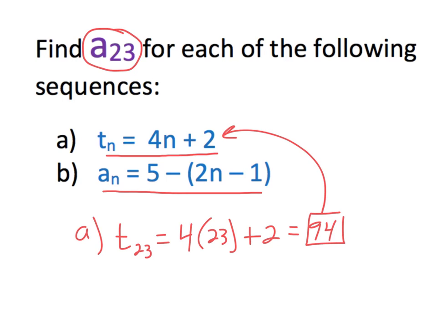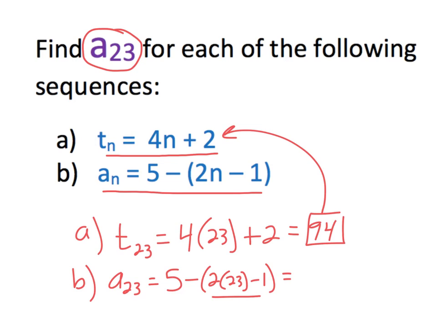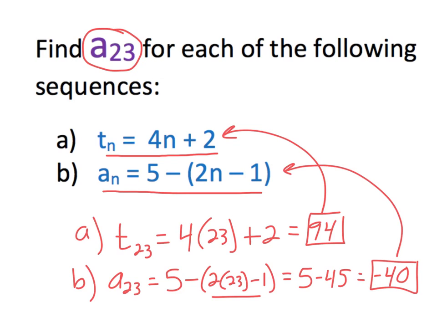And lastly, to find the 23rd term of the last sequence, we get 5 minus 2 times 23 minus 1. Remember order of operations here, so we want to do the inside first. So 2 times 23, that's 46, minus 1 is 45. So we get 5 minus 45, a total answer of negative 40 would be our 23rd term of the second sequence.